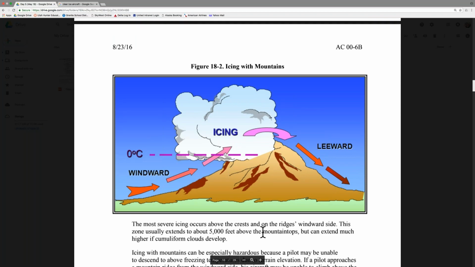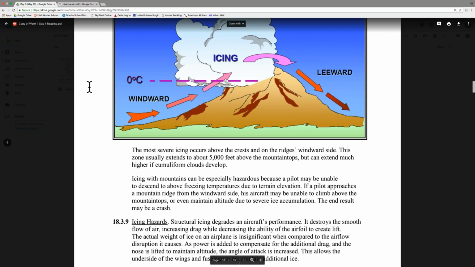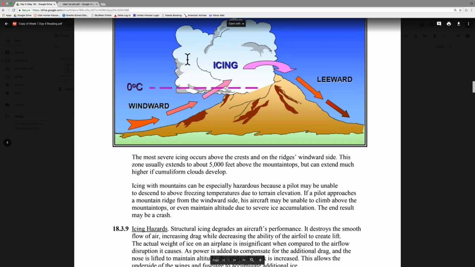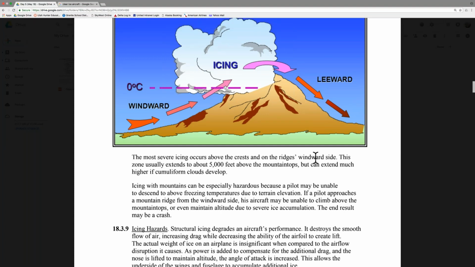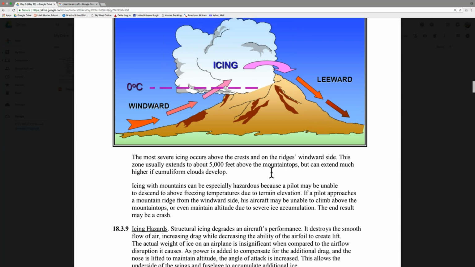Okay. So just like we were talking about before, windward, leeward side, right? So the greatest potential for icing is on the windward side due to the rapid rising of the air here, creating those larger supercooled water droplets. The most severe icing occurs above the crests of the ridges on the windward side. So the zone usually extends about 5,000 feet above the mountain tops, but can extend much higher if cumuliform clouds develop.